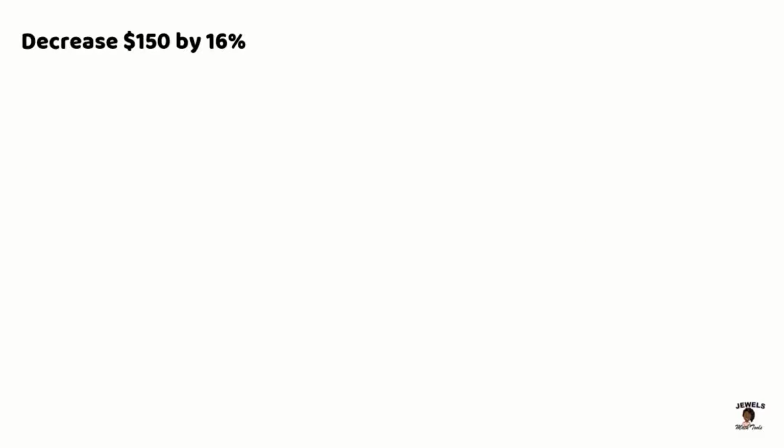In our session today, we are calculating the decrease of $150 by 16%. And in this video, we're going to be calculating that decrease by multiplying our $150 times our 16%. And as you know, we're now going to be changing our 16% into a fraction form, which means that my 16 will be written with 100 as its denominator.